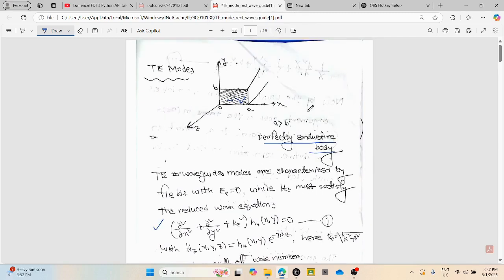Today we will be discussing the rectangular waveguide. We will start from the basic definitions, move through the mathematical foundations and mode structures.